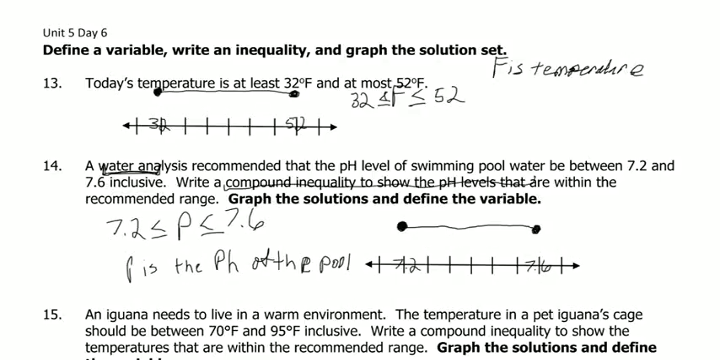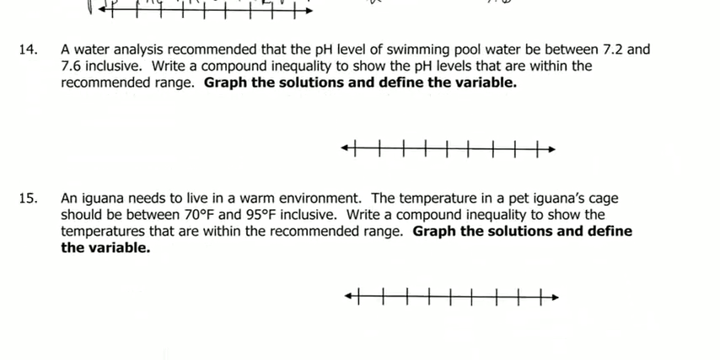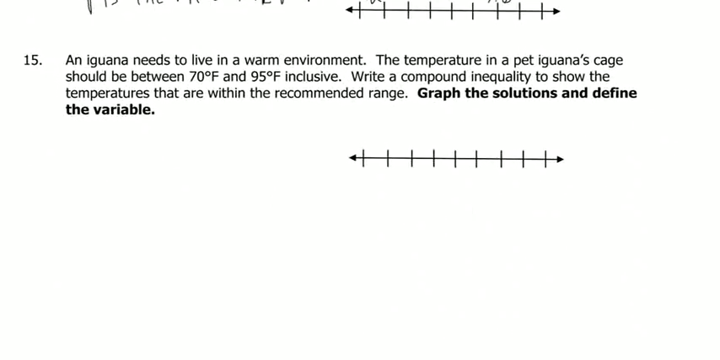All right, last question. An iguana needs to live in a warm environment. The temperature in a pet iguana's cage should be between 70 degrees and 95 degrees inclusive. There's that funny word again, inclusive. Write a compound inequality to show the temperatures that are within the recommended range. So, compound inequality, 70 needs to be less than or equal to, let's call it T, less than or equal to 95.